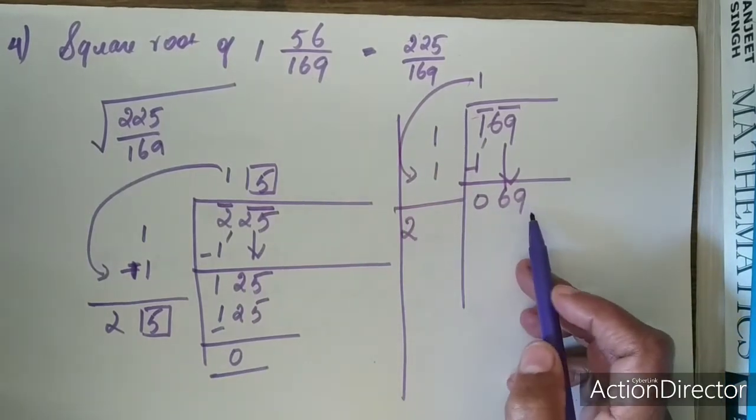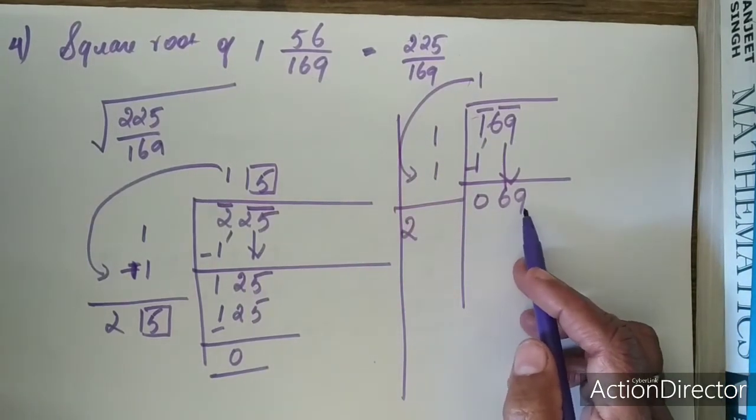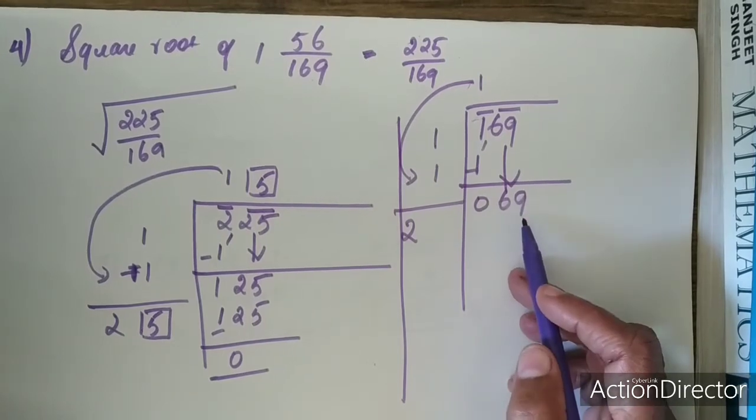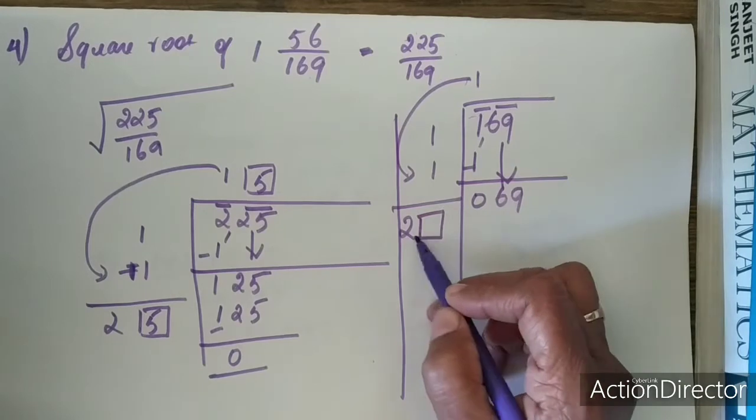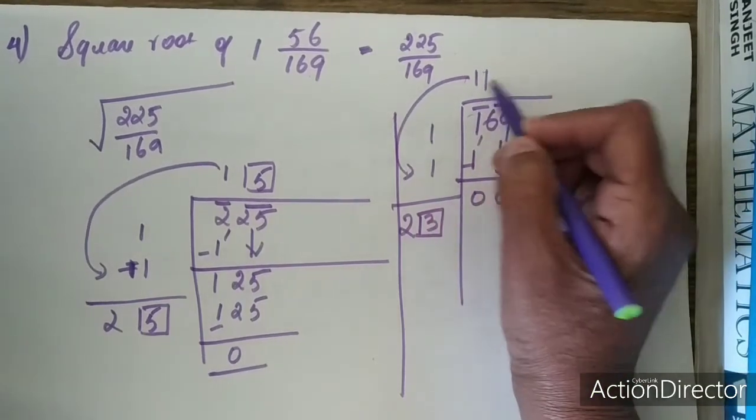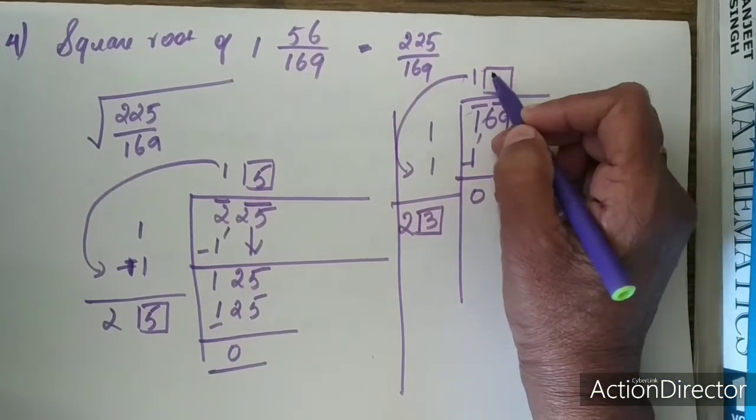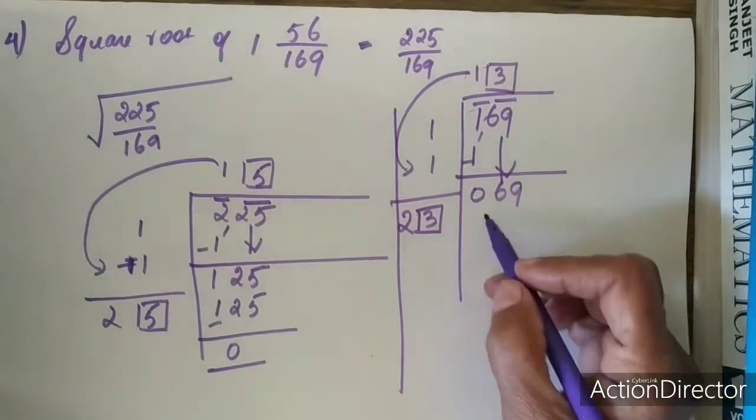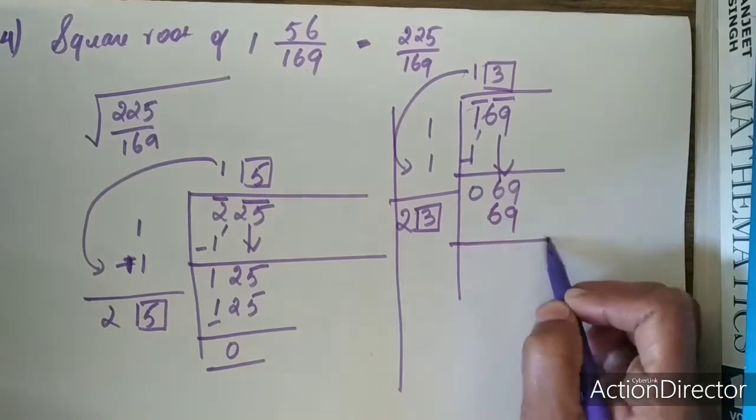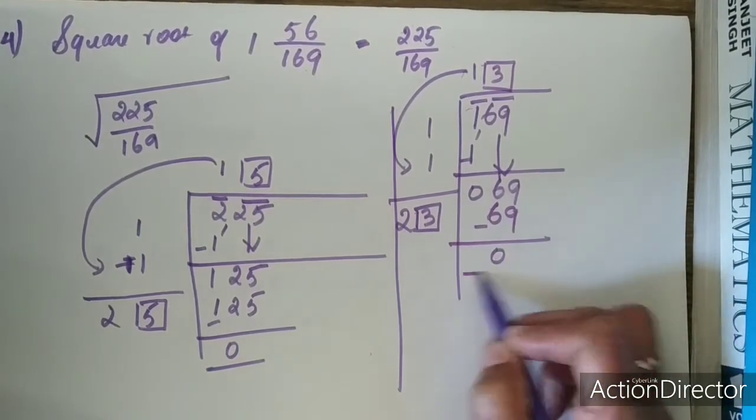Again, the last digit is 3. The last digit of the number is 9, so I can try with 3 or 7. Since the number is smaller, I am going to try with 3. After trying with 3, if it is more than this number, I will try with 2. Now 23 into 3 is equal to 69. So 69 minus 69 is equal to 0.